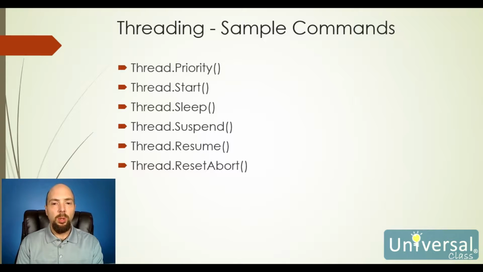Some of the commands that we can use for threads are things like setting a priority. We can state that they're going to be above normal, below normal, or normal priority. What this does is, we may have a task that has to have higher processor time than another task, and we can set a higher priority for that particular task. We can start threads. We can cause them to sleep, which simply waits a certain number of seconds before it'll do the next part. Then we also have suspend, which is when I want to indefinitely pause a particular task, and then we can resume it. Or the other option is if I want to flat out abort it, we can do a reset abort.